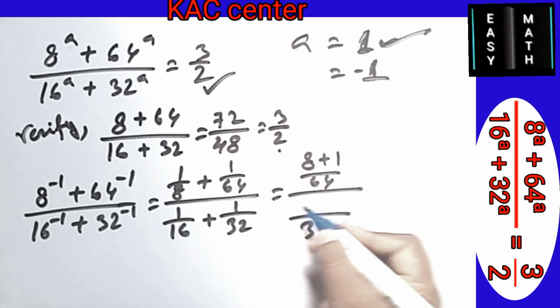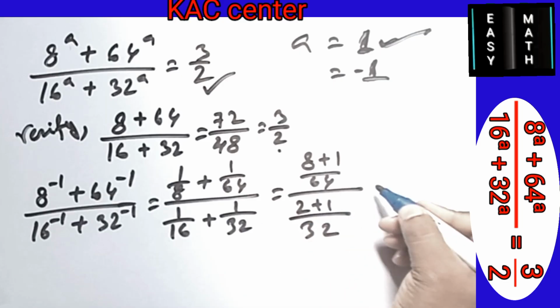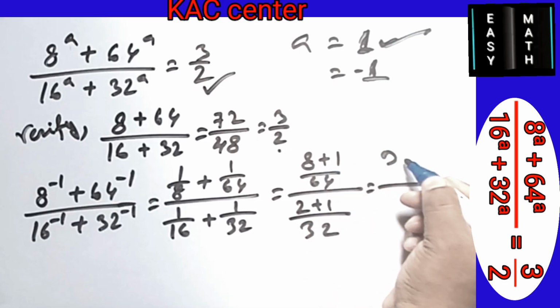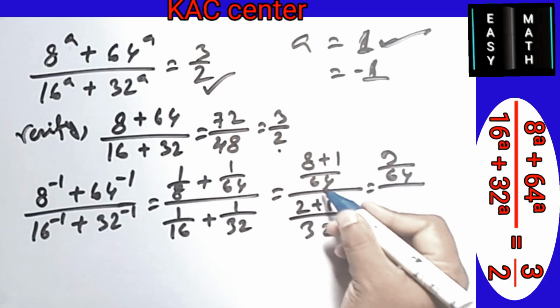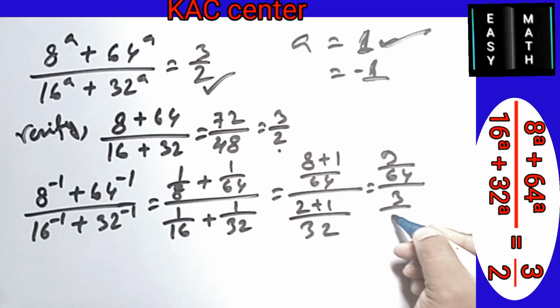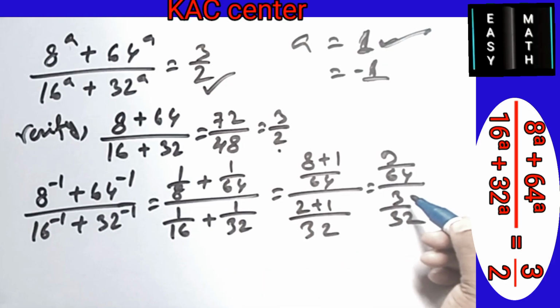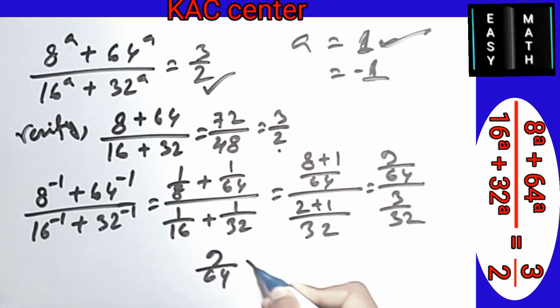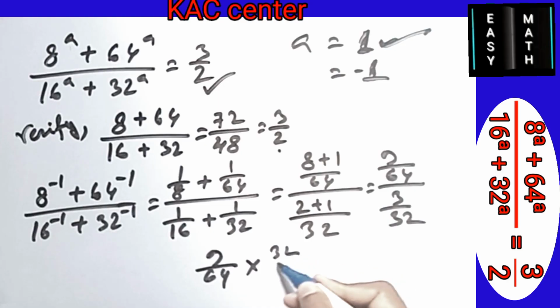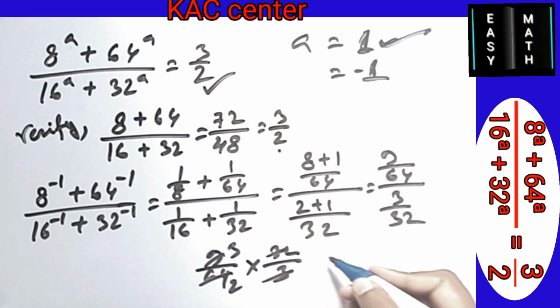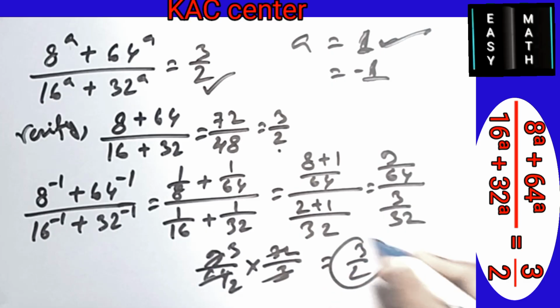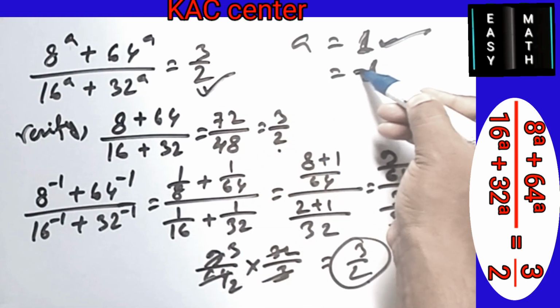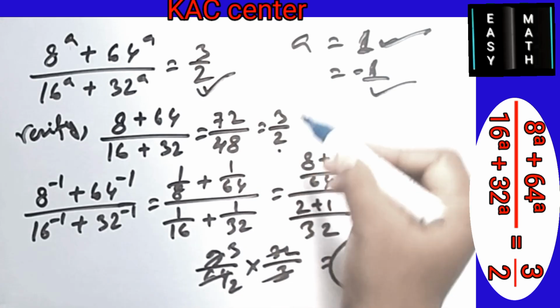So there is 2 and there is 1, so there is 9 by 64, and there is 3 by 32. So you can write 9 by 64, and this is 32 by 3. So cut, there is 3 and cut, there is 2. So there is 3 by 2. So 3 by 2 is proved. So a is minus 1 is verified, right? So a value is this or this.